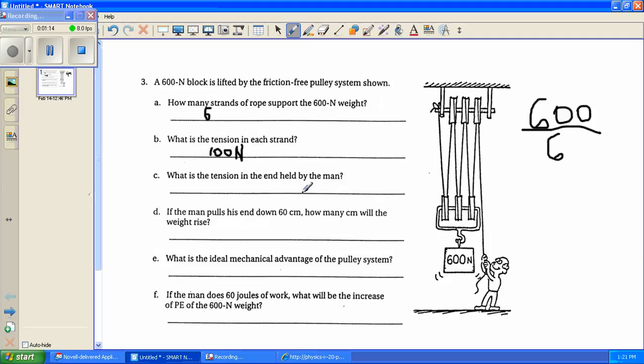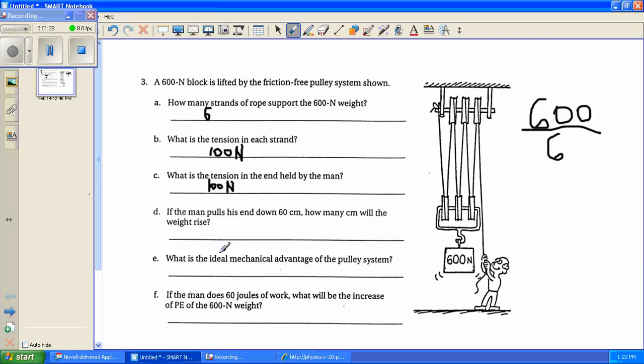Question C asks, what is the tension in the end held by the man? It is also 100 newtons because you would still do the same thing that you did before, 600 divided by 6. However, as we said before, that string is negligible. He's providing the same amount of force but downward. So that is the tension in the strand.